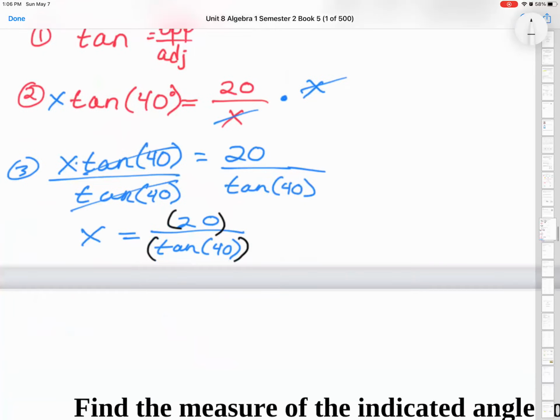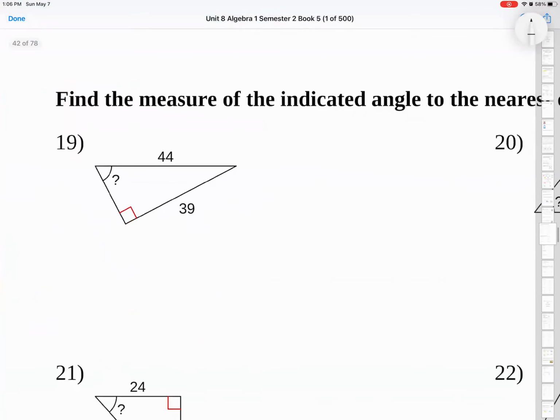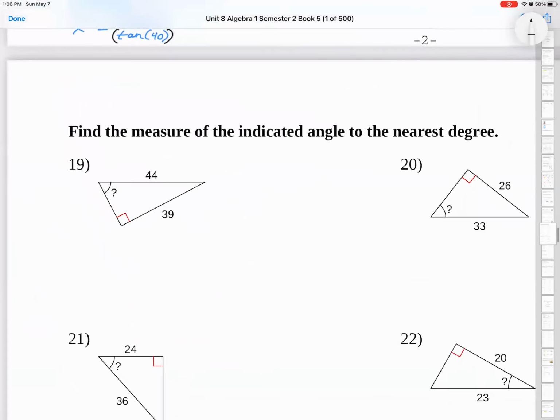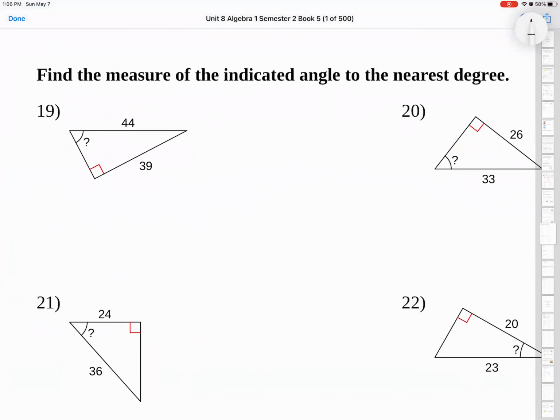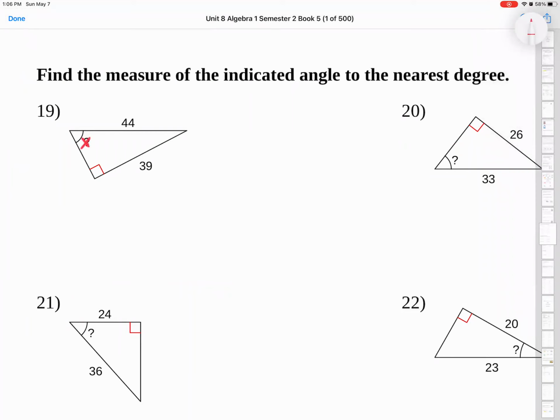All right, next up, we are shifting gears, and this time we have to find an angle measure. So we're not finding a side length now, we're actually finding an angle measure. And yes, it says question mark. I'm going to use just X to make it easier for us, just so that we actually have a variable. So we're going to use X there instead.